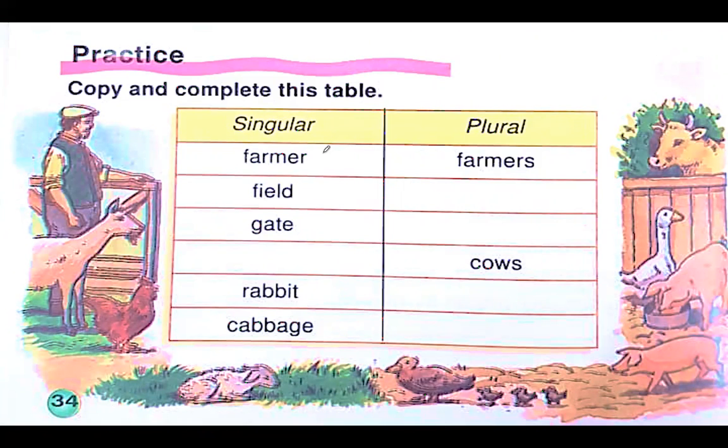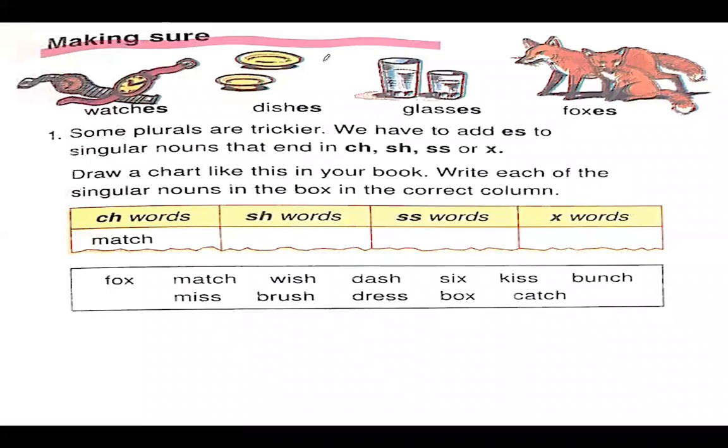Here they have given few of the singulars and few of the plurals. We have to fill the spaces. Farmer, farmers. Field. Now field is the singular noun. We have to write the plural of it. Field, fields. We only will add S in it. Gate, gates. We'll only add S in it. Now cows is the plural. What will be the singular of cows? Cow. Rabbit is the singular. What will be the plural of it? Rabbits. Cabbage is the singular. What will be the plural? Cabbages.